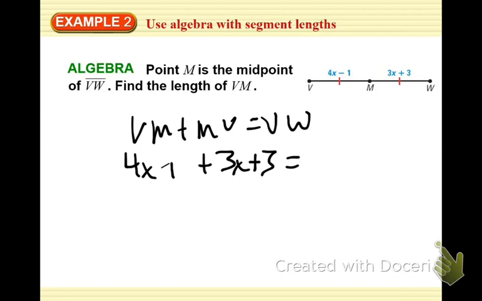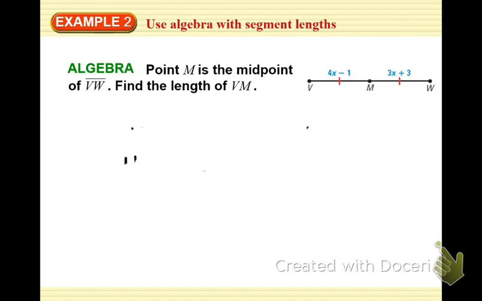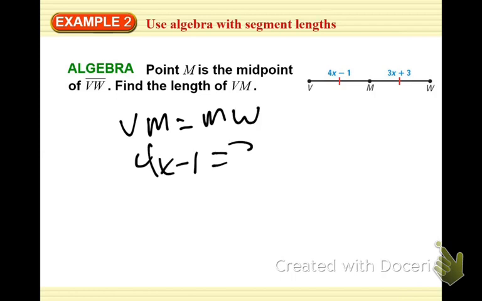What can we do instead, though? Make expressions equal to each other. VM and MW are supposed to be the same length. So that means 4x minus 1 and 3x plus 3 must be the same. I should have told you to hold your pencils, but just cross it out. Or erase it real quick. Can't do that. Sorry. But yeah, we do know that the length of VM is equal to the length of MW, so how about we just set them equal to each other? And then go solve.